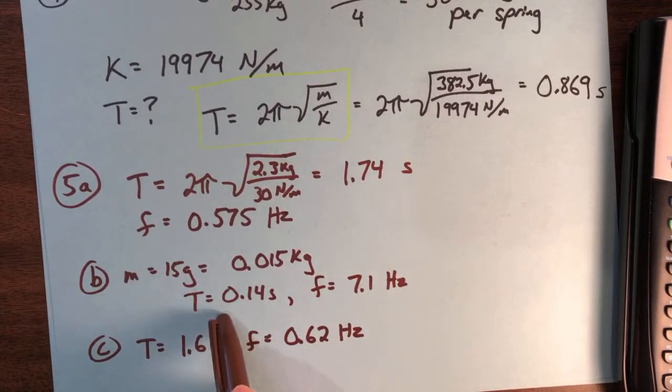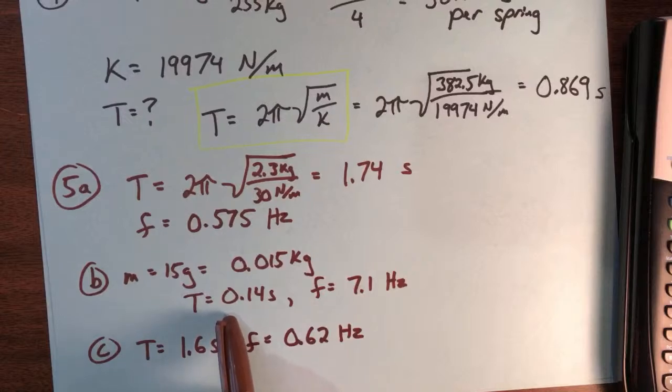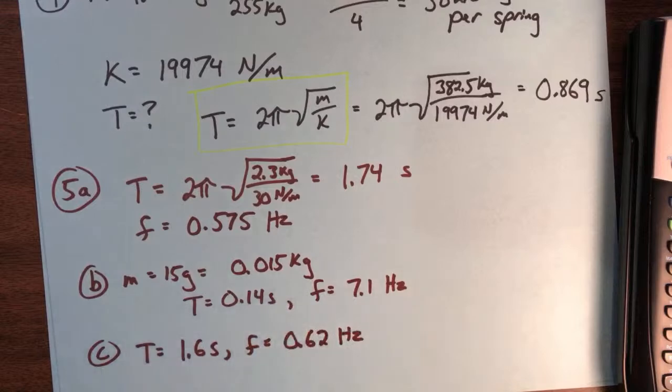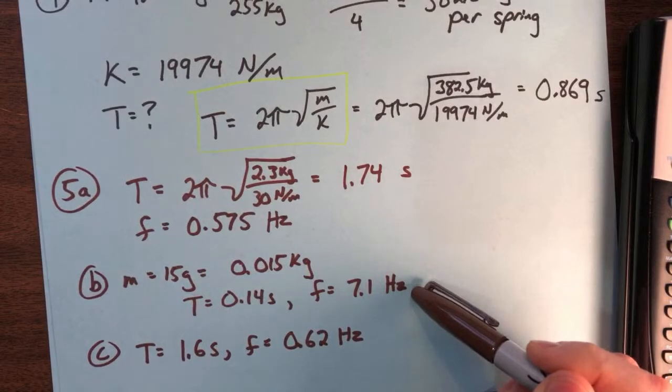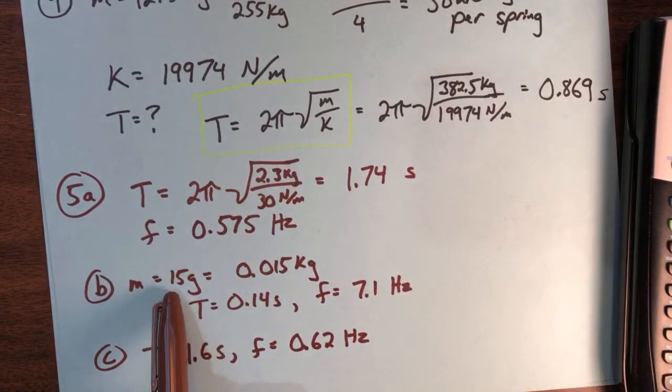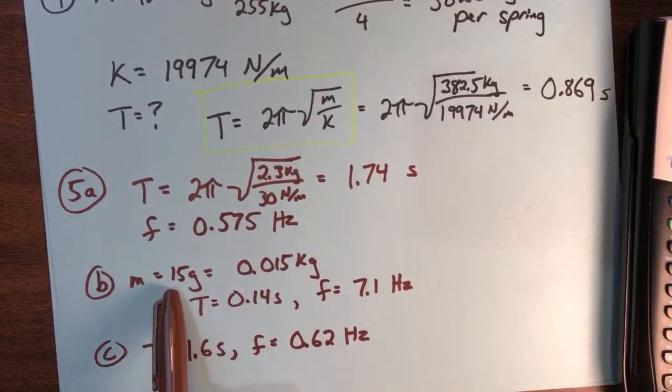Okay? So the smaller the period, the faster the oscillation, and the larger the frequency, the faster the oscillation. So just keep that in mind. When we compare these things and ask which of these three is the fastest oscillation, we'd say B is the fastest oscillation. And does that make sense? The mass is the smallest. Yes, the smaller mass should be a faster oscillation. So that makes sense, right?